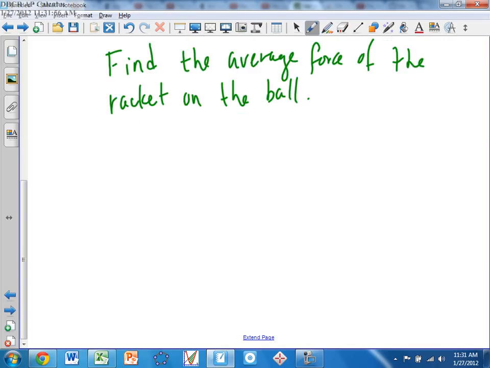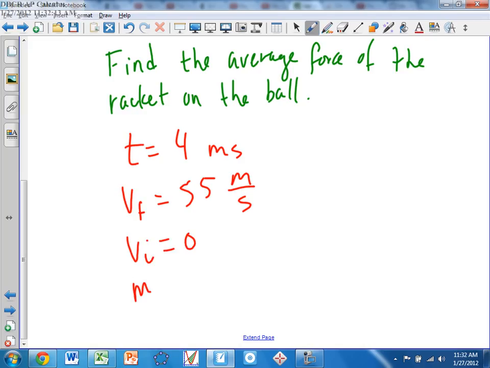Our time period was 4 milliseconds. Our final velocity was 55 meters per second. Our initial velocity is zero, and the mass of the ball is 0.06 kg. And we are trying to find F. The only thing we have to do here is look at our conversions. All we have to do is convert milliseconds, because kilograms are fine and meters per second are fine.